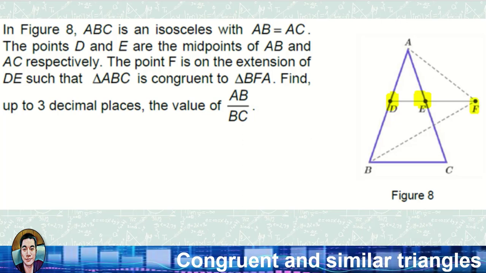The point F is on the extension of DE such that the triangle ABC is congruent to the triangle BFA. We are asked to find, up to 3 decimal places, the value of AB over BC. What do you think? Pause the video now if you wish to solve it. Keep watching the video once ready.